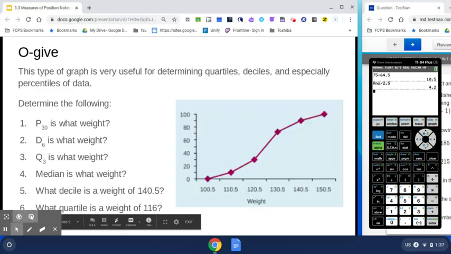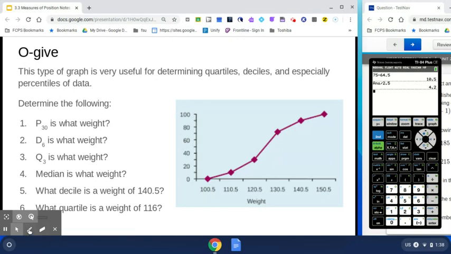All right, the last thing that we're going to be doing is reading Ogive graphs. This is a great graph to be able to find those percentiles, deciles, and quartiles just because of the way the graph is constructed. If we take a look, it has weight on the horizontal axis down here. And then on the vertical axis, it has the percentiles.